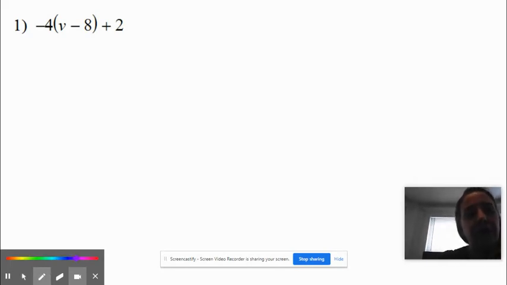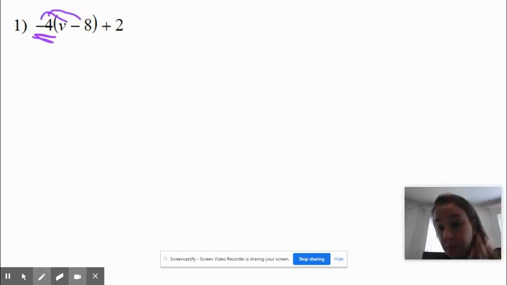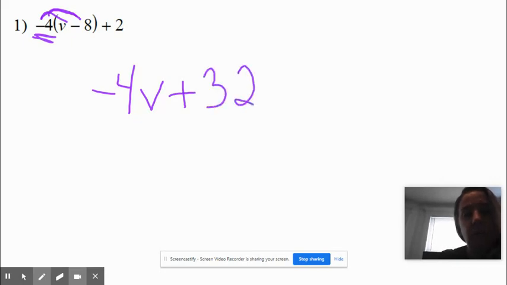Okay, so this negative 4 that's out in front is going to get distributed into just what's in the parentheses. So negative 4 times b is negative 4b, okay? And then negative 4 times negative 8. Negative times a negative becomes a positive. 4 times 8 is 32. And then we still have this plus 2 kind of hanging out over here.